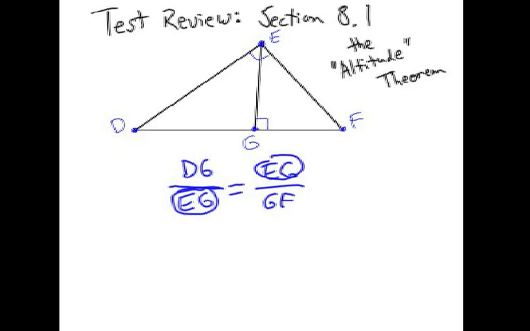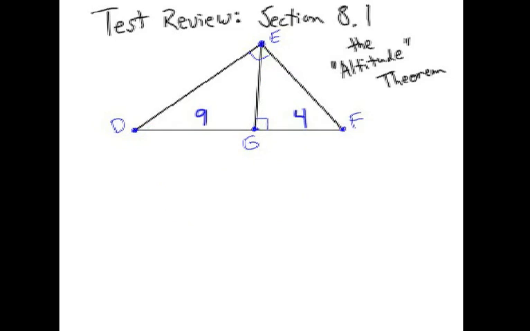Okay? However, let's look at it a different way. I'm going to make a dashed line to represent the geometric mean part. That's the altitude. And when you draw that altitude, you separate the hypotenuse into two parts. The altitude is the geometric mean between those two parts. Now let's look at a real example.